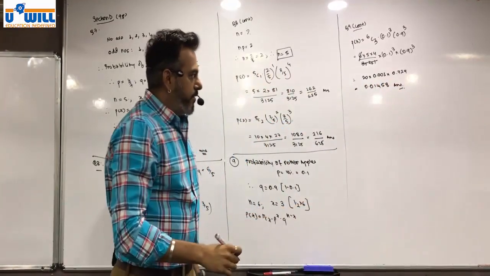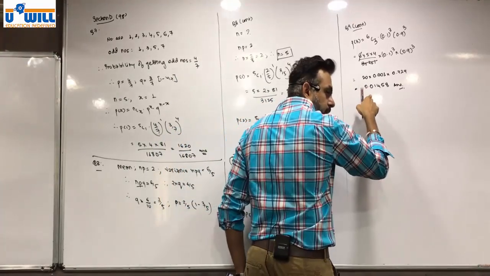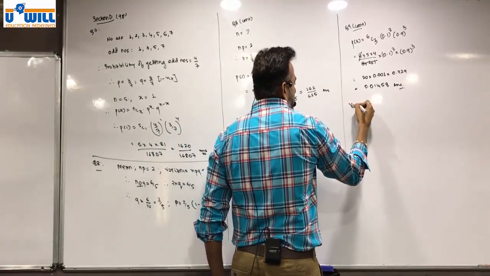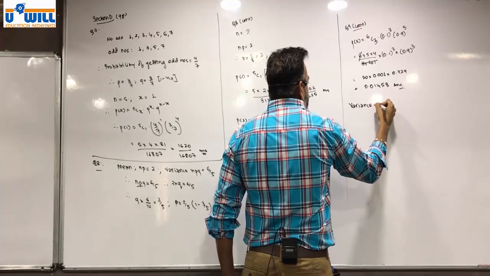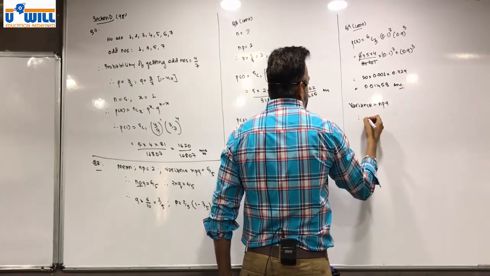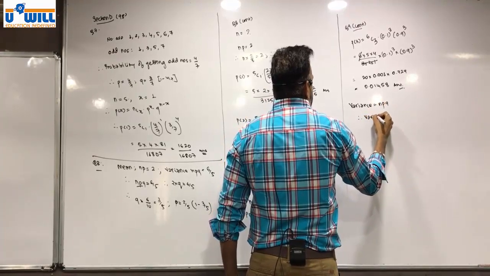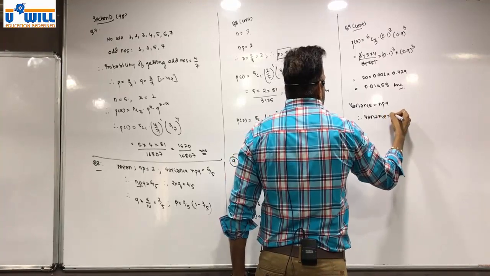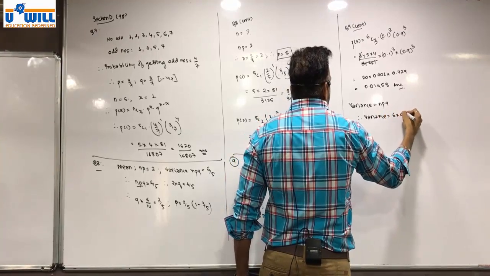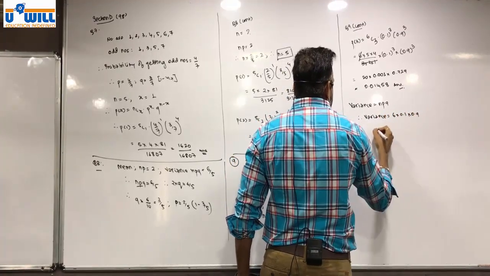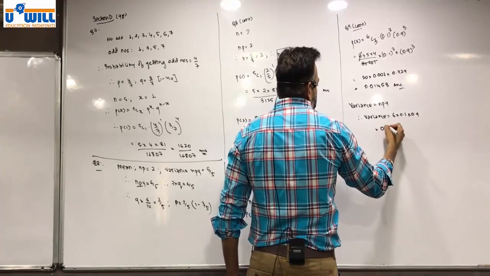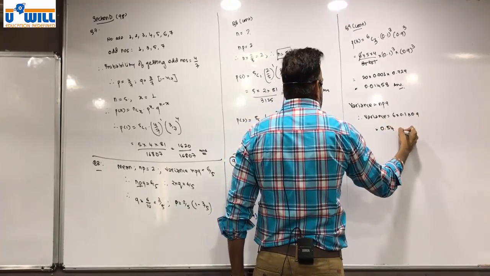This is the probability that half the apples are rotten. Now what we have to find? Variance. Variance is equal to NPQ. Therefore, variance is equal to N is 6 into 0.1 into 0.9, which is 0.54.